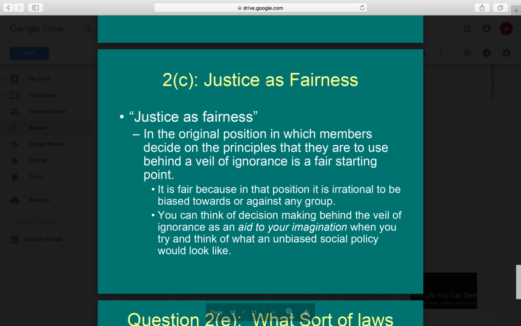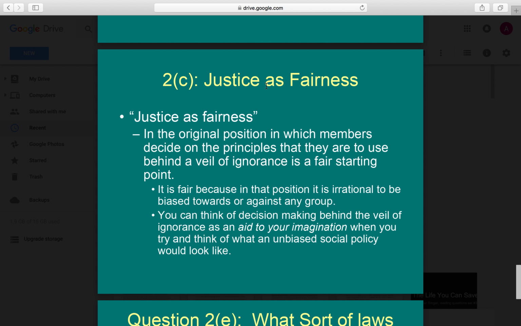Now, question 2c asks you why Rawls describes the type of injustice that he is discussing as justice as fairness. The answer is that the original position in which members decide on the principles that they are to use behind a veil of ignorance is a fair starting point. It is fair because in that position it is irrational to be biased towards or against any group, again without an outstanding reason. You can think of decision-making behind the veil of ignorance as an aid to your imagination when you try and think of what an unbiased social policy would look like.